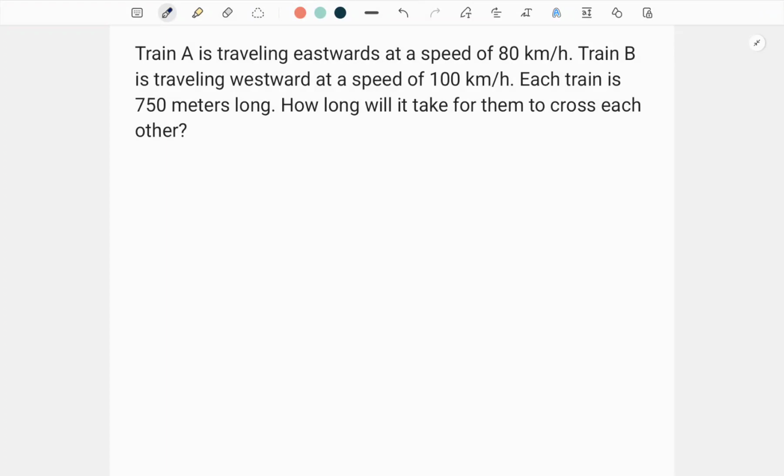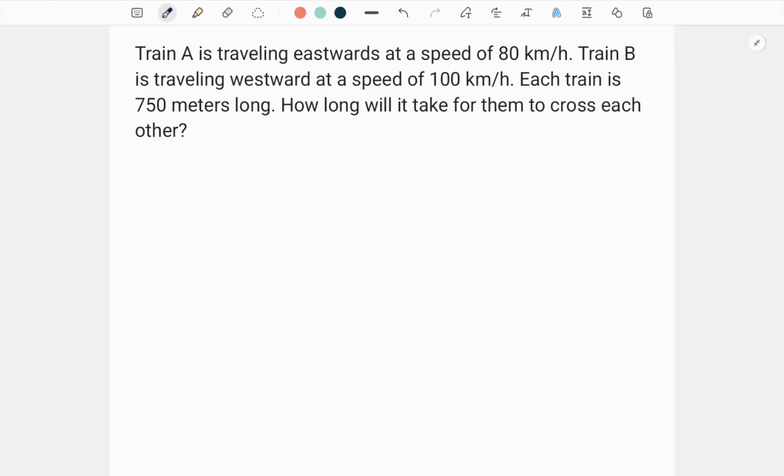And that's one thing I wanted to emphasize here, that every problem is going to be different, but the underlying methodology is the same, that you have to set up the right equation that helps you solve the problem in an efficient way. So train A is traveling eastwards at a speed of 80 kilometers per hour.